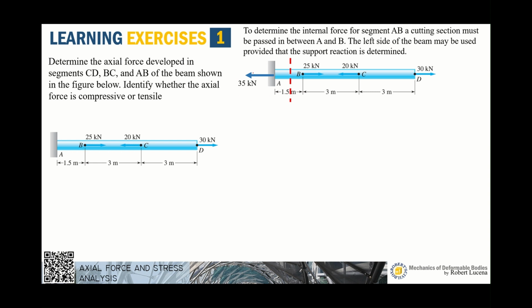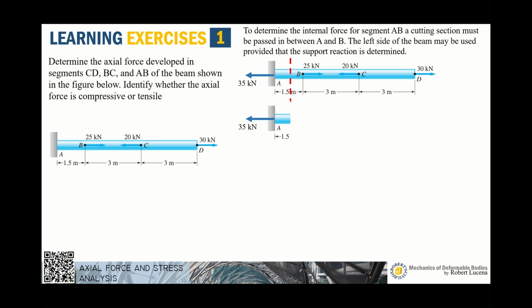Now you can solve for the support reaction by simply assuming a support reaction and then using equations of equilibrium. If you've done that, you will yield an answer of 35 kilonewton. If you don't want to solve for the support reaction, you can use the right segment, but if you have already determined the support reaction, you can use the left segment, which is way easier, or looks simpler than using the right segment.